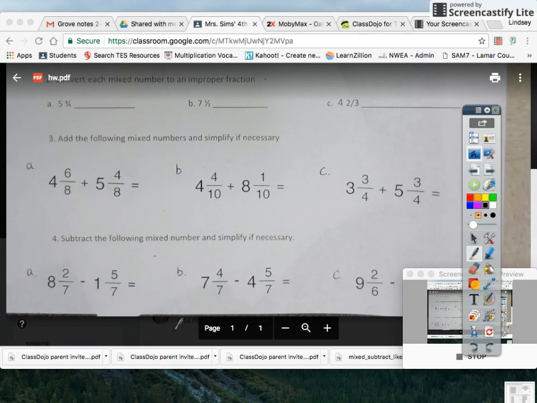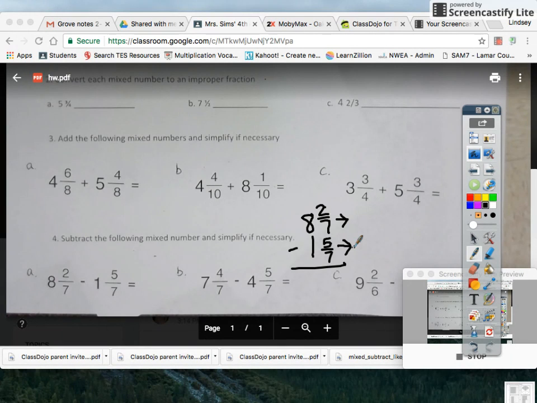Subtract the following mixed numbers. Again, they're written side to side, and so I would want them to rewrite this up and down. I'm just going to find the space over here. 8 and 2/7 minus 1 and 5/7. The first step would be to write it up and down, and now I can see that the 2 is smaller than the 5. So if I have 2, I can't subtract 5. In that case, I'm going to convert both of these into improper fractions, subtract, and then flip it back to a mixed number.